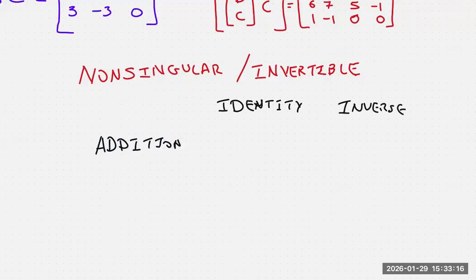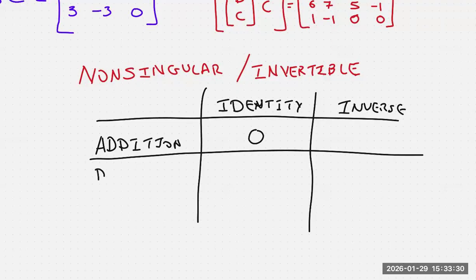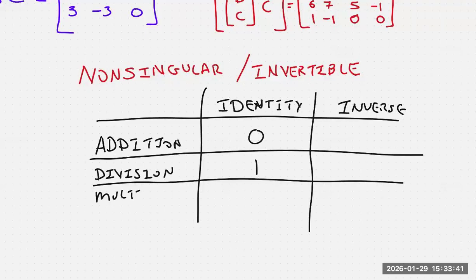So when you're adding numbers, real numbers we're talking about now, the identity is 0. Because when you add 0 to any number, you get back the number. What's the identity for division? 1. Because when you divide any number by 1, you get back the same number. What's the identity for multiplication? 1. Right, same 1.